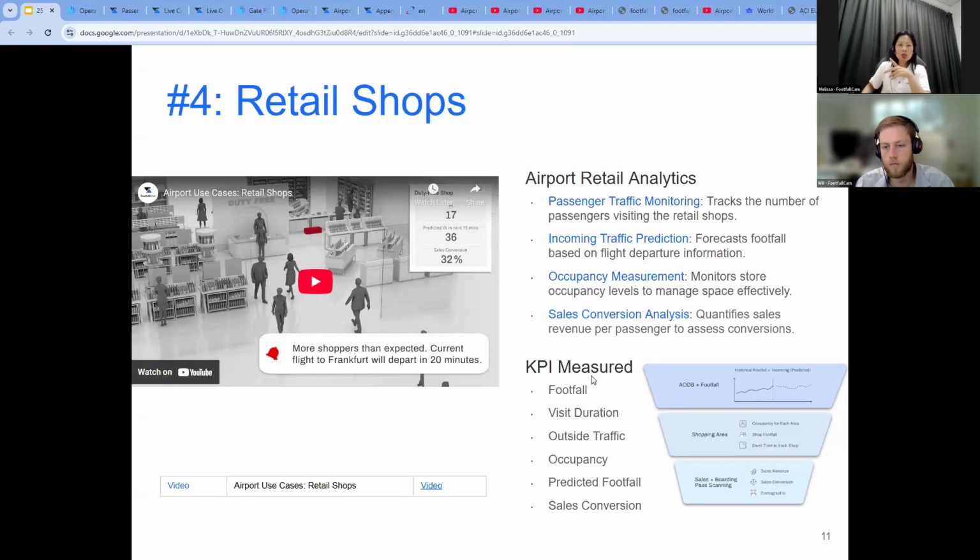The key KPIs measured are footfall per shop, visit duration, dwell time, outside traffic, the number of people who passed but did not enter, real-time occupancy, the predicted footfall from upcoming flights, sales conversion metrics, and revenue per visitor. With this, we give airport operators and their tenants a clear view of passenger engagement so they can optimize layout, promotions, and tenant mix for maximum yield.